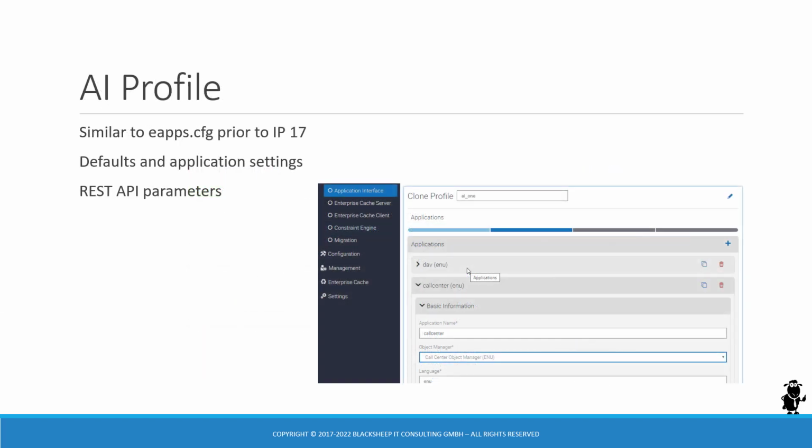And then you want to log into applications, so you need an AI. And to deploy an AI, you need a profile. The AI profile is very similar to what you put in the eapps.cfg file prior to IP17. So it has default sections and application sections, also includes the REST API parameters. So make sure you clone a sample profile and you set up your AI profile.